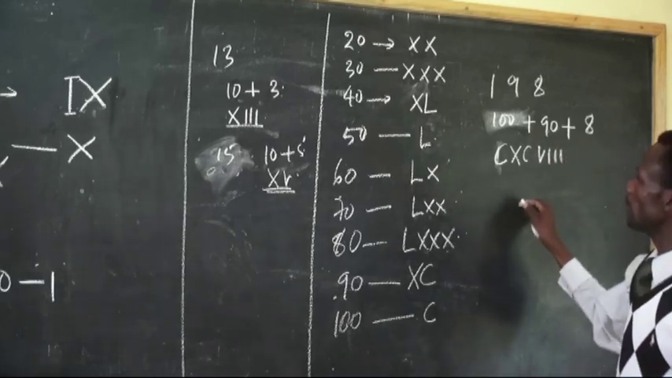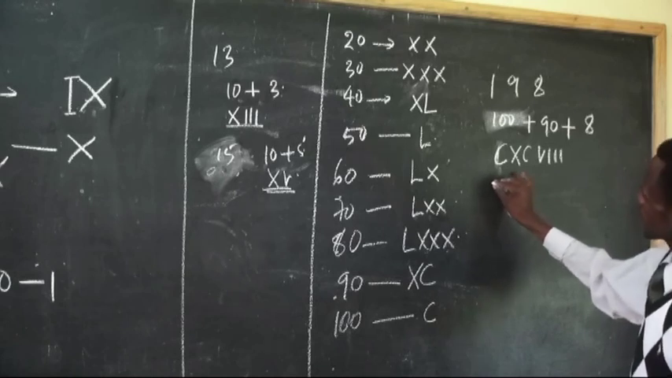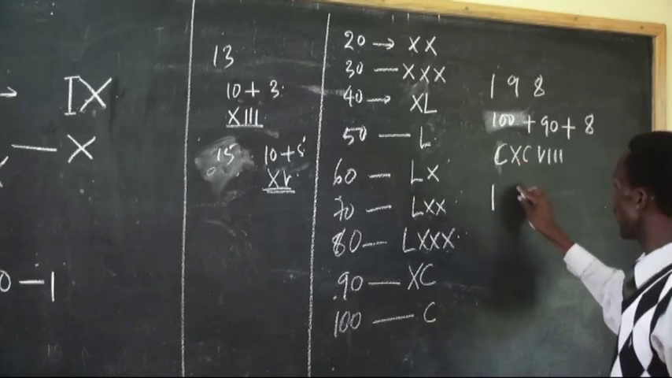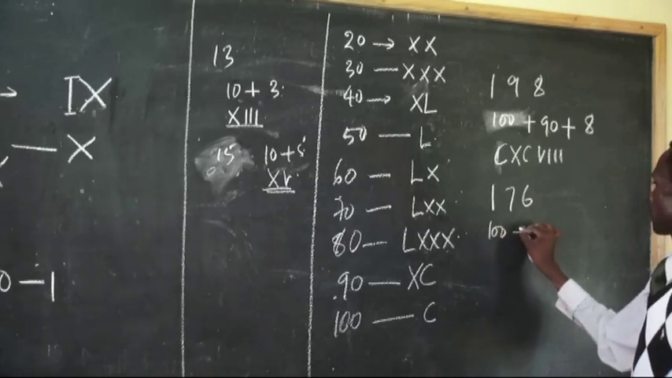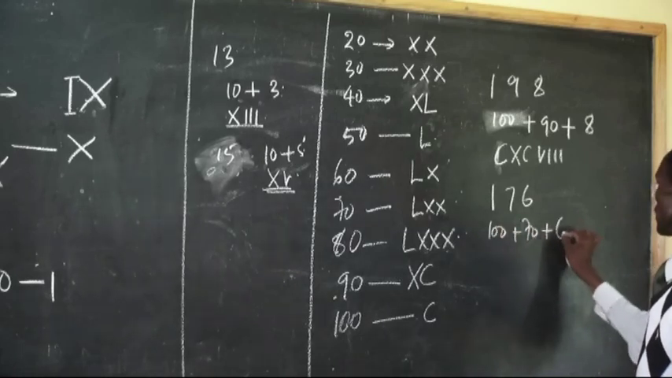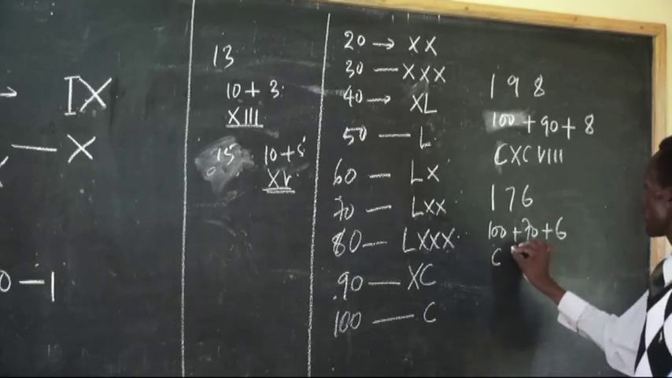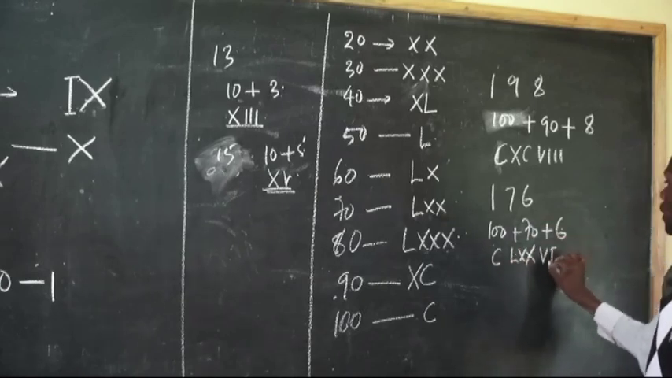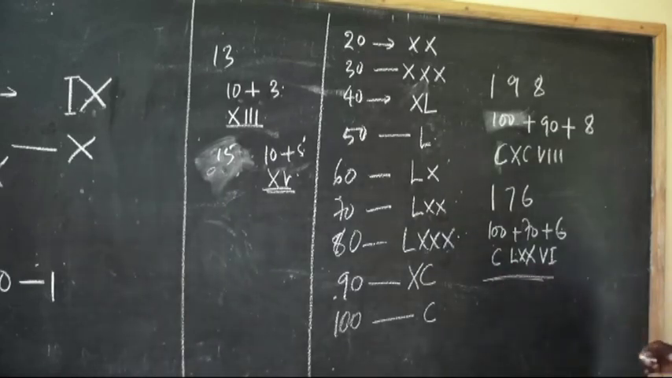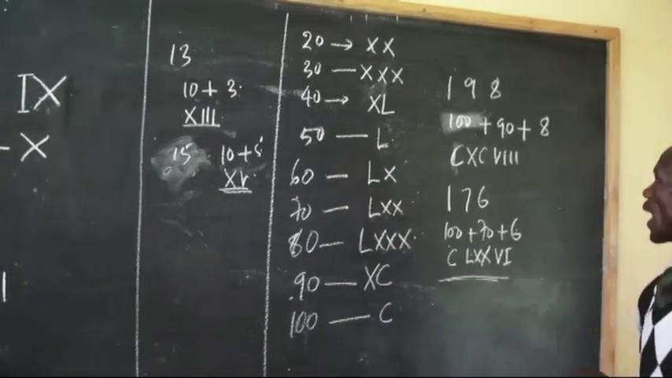For example, let's say maybe you've been given 176. Now, 100, then plus 70, plus 6. Then 100 is C, and 70 is LXX, and 6 is VI. So this is how we write the Roman number. So we have seen 1 up to 100. This is how we write.